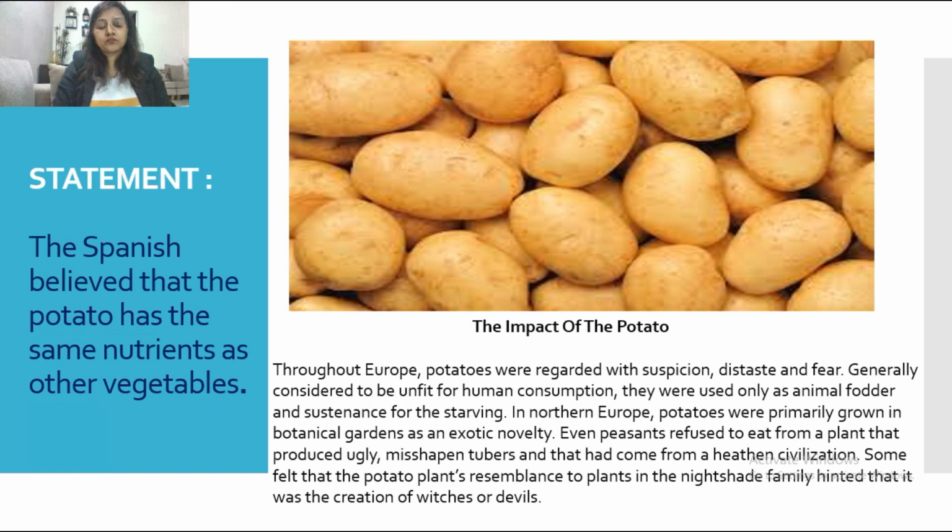One more. The statement says the Spanish believed that the potato has same nutrients as other vegetables. So now in this statement they are emphasizing on the nutritional value of the potato, and it is being compared to the other vegetables. So pause the video, go through the information and then come back to the question and analyze whether something related to the nutritional value of the potato is given in comparison with the other vegetables or not.